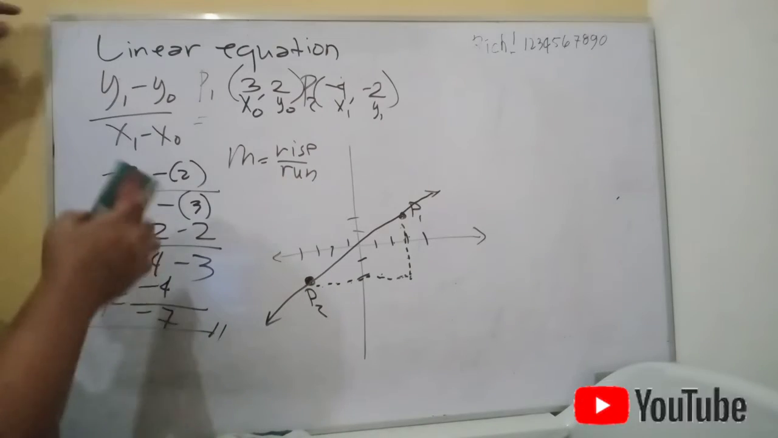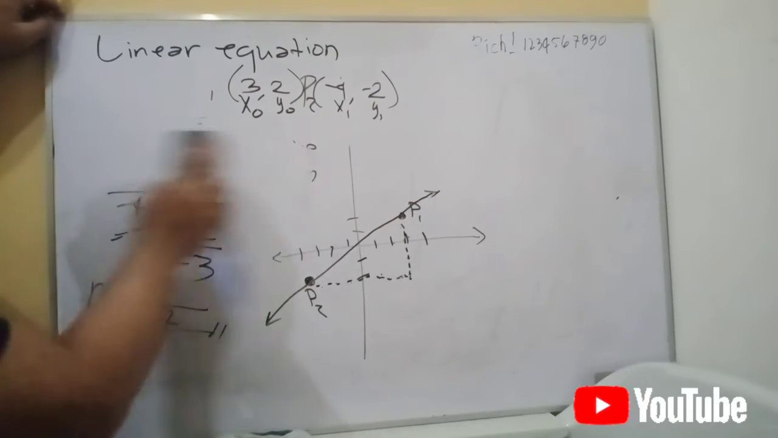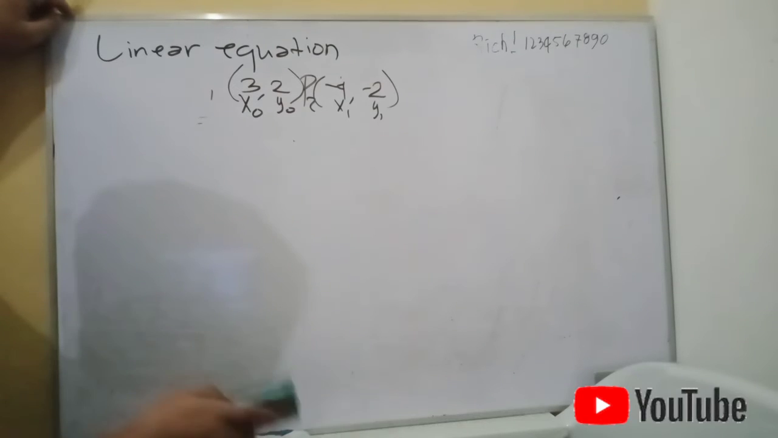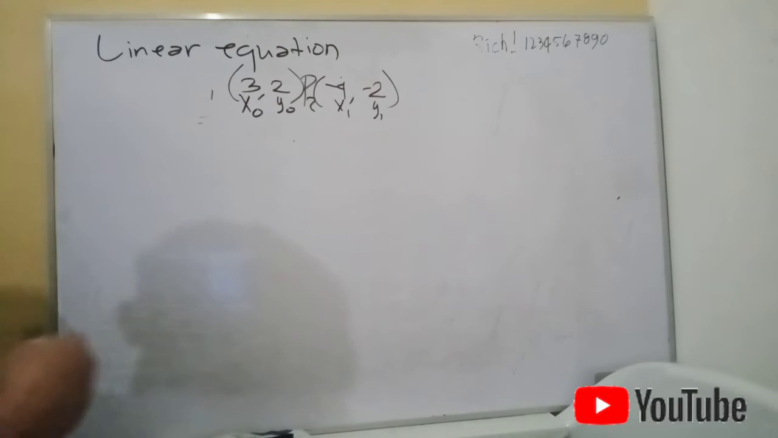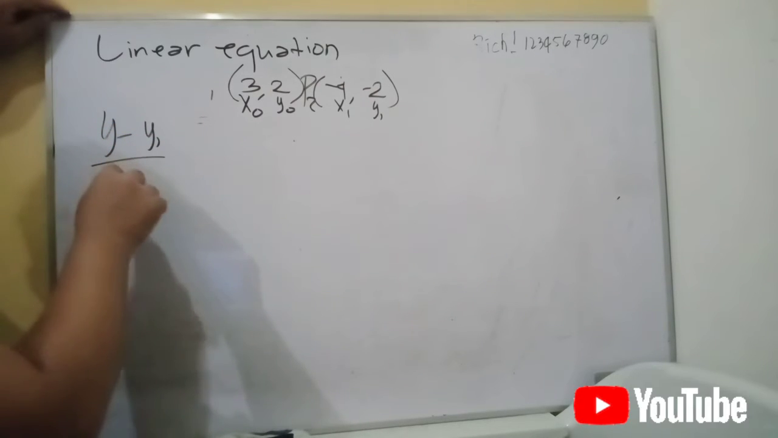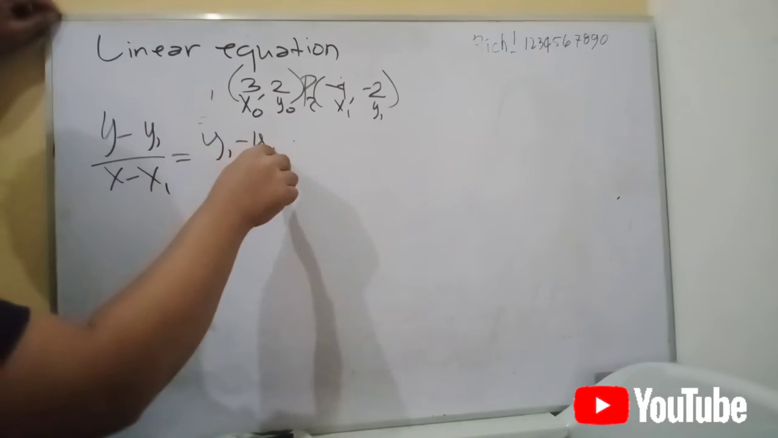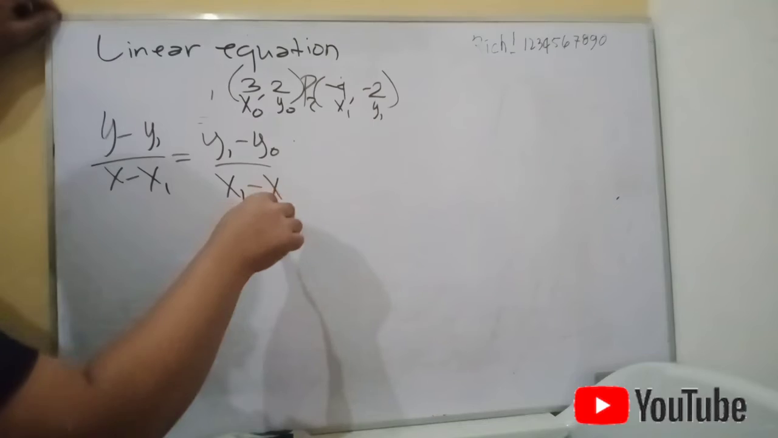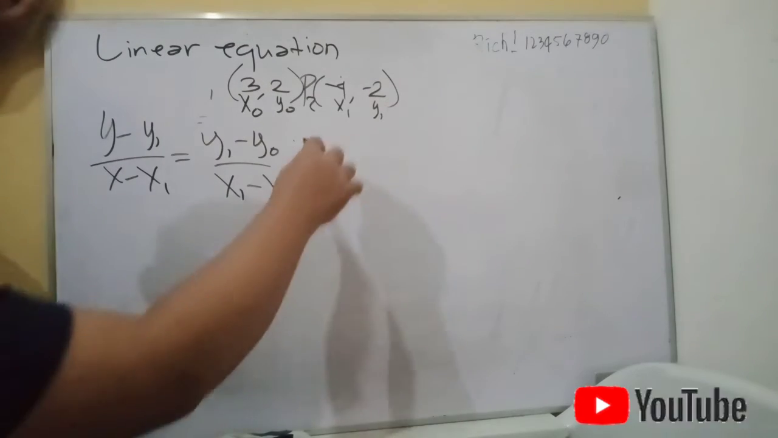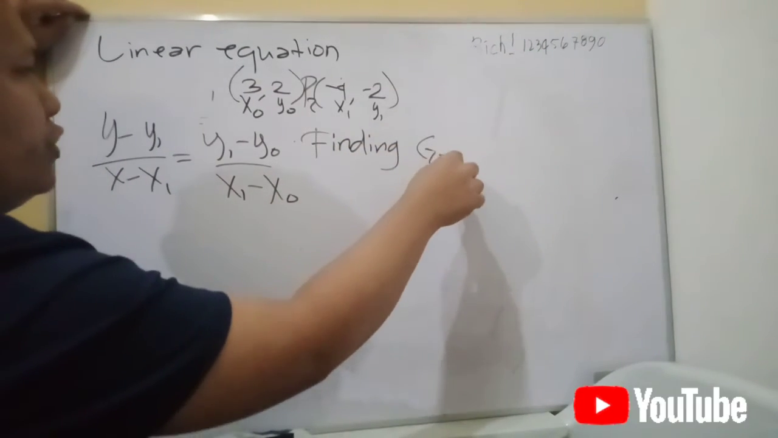Alright, so what if we will be finding the general form? Paano natin siya gawing general form? So next is, we have a formula which is y minus y sub 1 over x minus x sub 1 equals to y sub 1 minus y sub 0 over x sub 1 minus x sub 0. Okay, this is our next formula. So we are finding the general form.